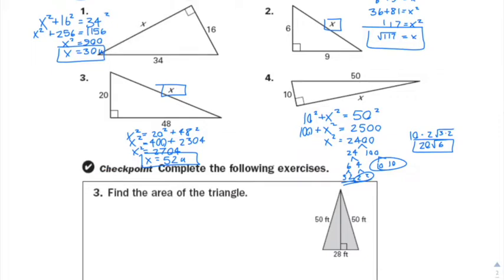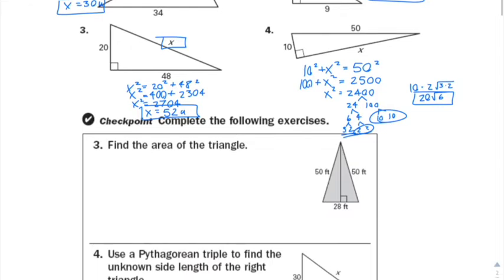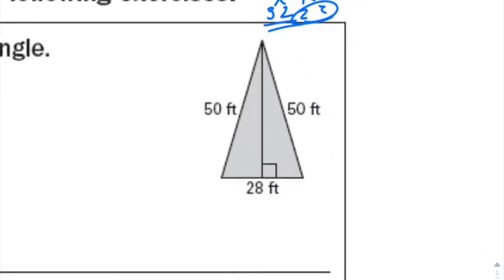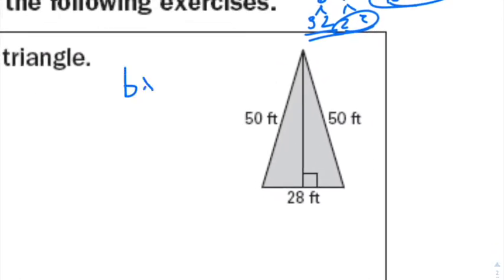So there you go. Now we can use the Pythagorean Theorem to help us do other things. On number 3 here, find the area of the triangle. Well, remember your area formula is base times height, and then divide by 2. But we don't know the height in this case. The height is always going vertical, or perpendicular to your base, is what I should say.